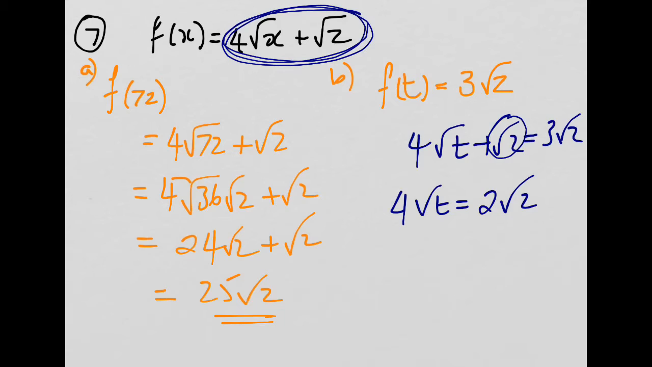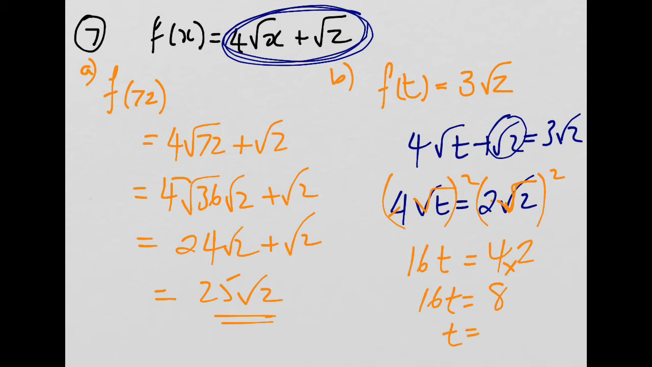Now, what do I do? The problem here is these square root signs. So how am I going to get rid of them? By squaring. So if I square each side, 4 squared is 16, root t squared is t, 2 squared is 4, root 2 squared is 2, so I get 16t is equal to 8, so t is equal to 8 over 16, which is a half. Quite complicated that, so go back and listen to it again.